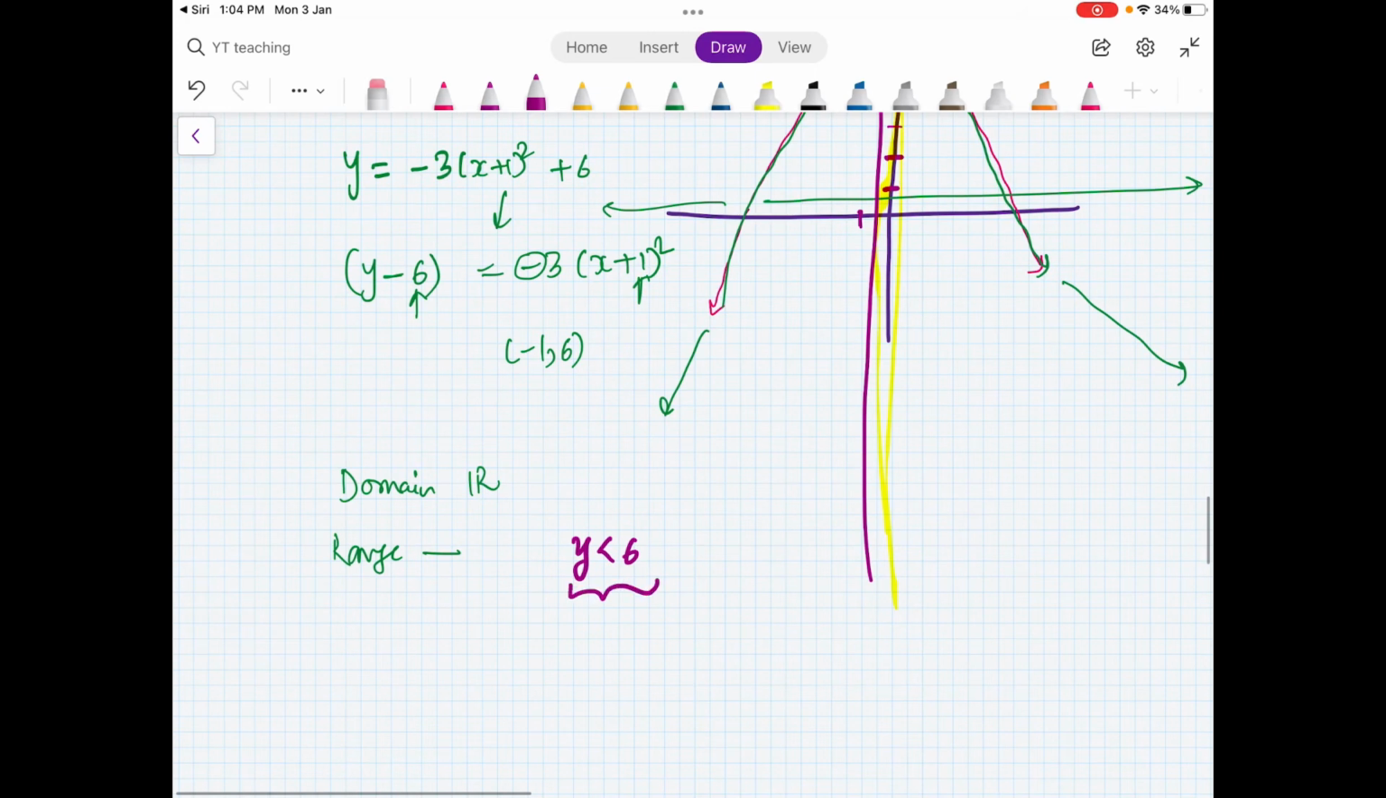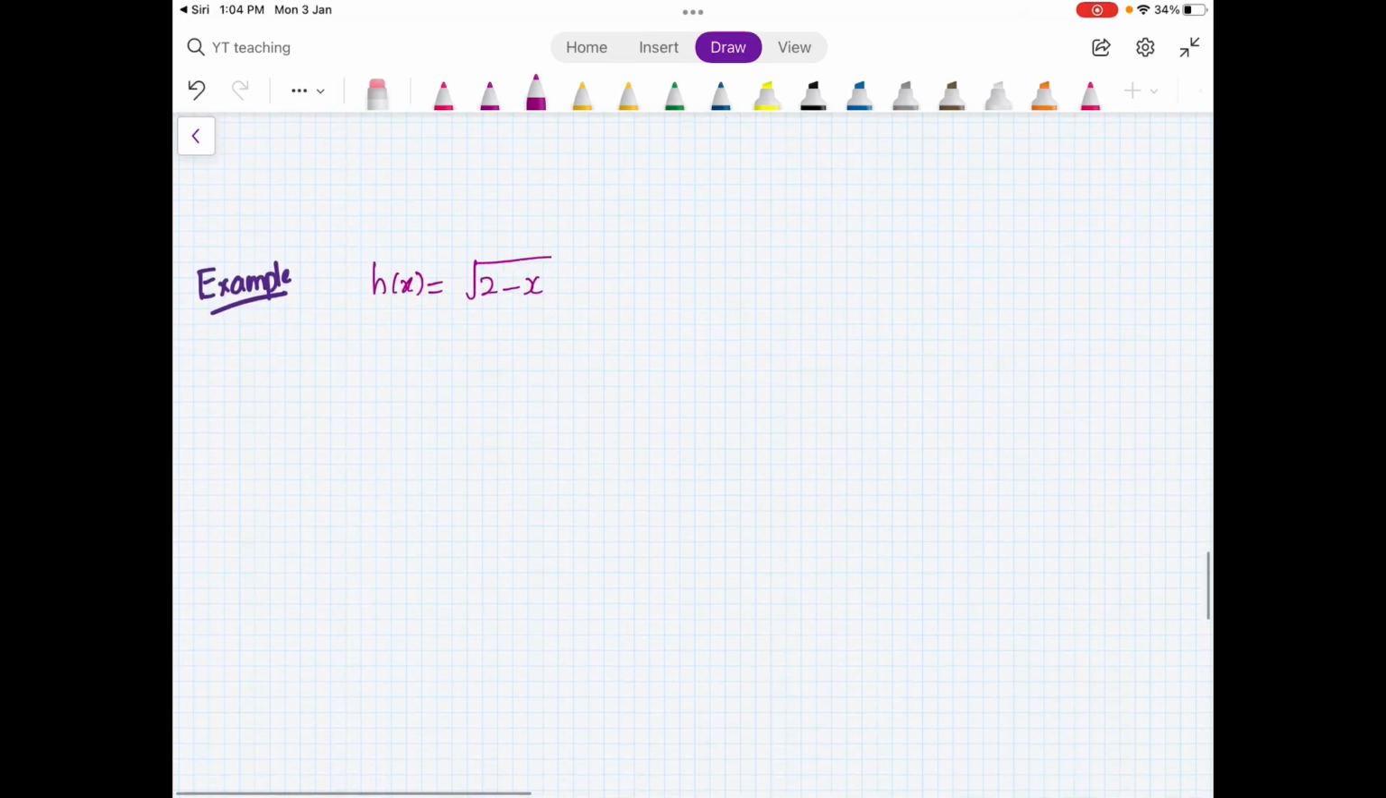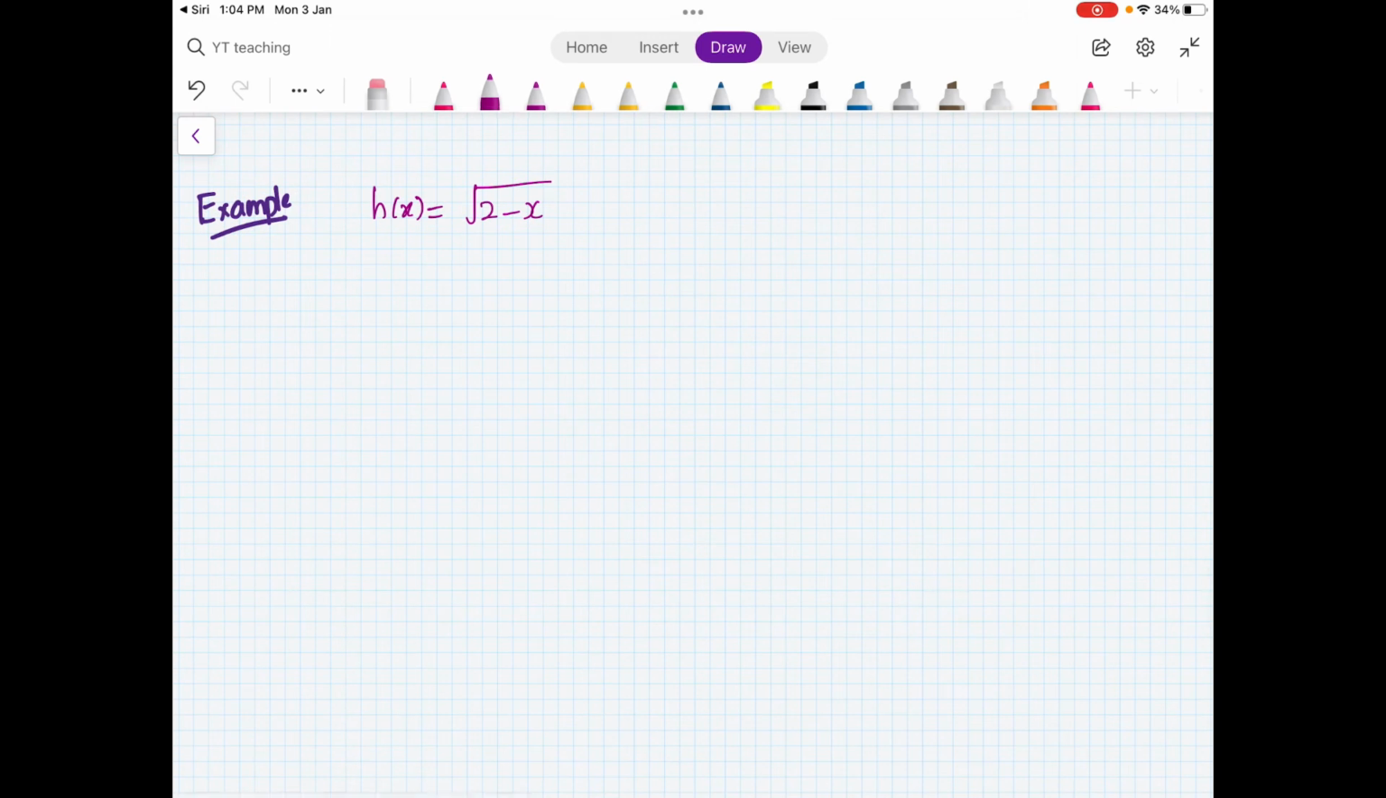Okay. So now this one, can you try? I give you this function square root of 2 minus x, and we have to find out the domain and range.